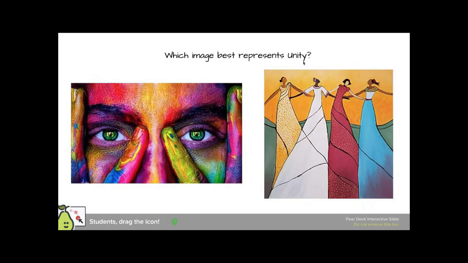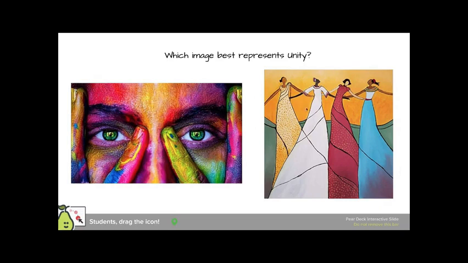Great. So this is another trick question. The image here on the left-hand side of the singular person with a whole bunch of color on her, actually, the thing that unifies this image is the fact that she does have all of these vibrant variety of colors. But the paint that's splashed all over her actually unifies the image and brings it together.